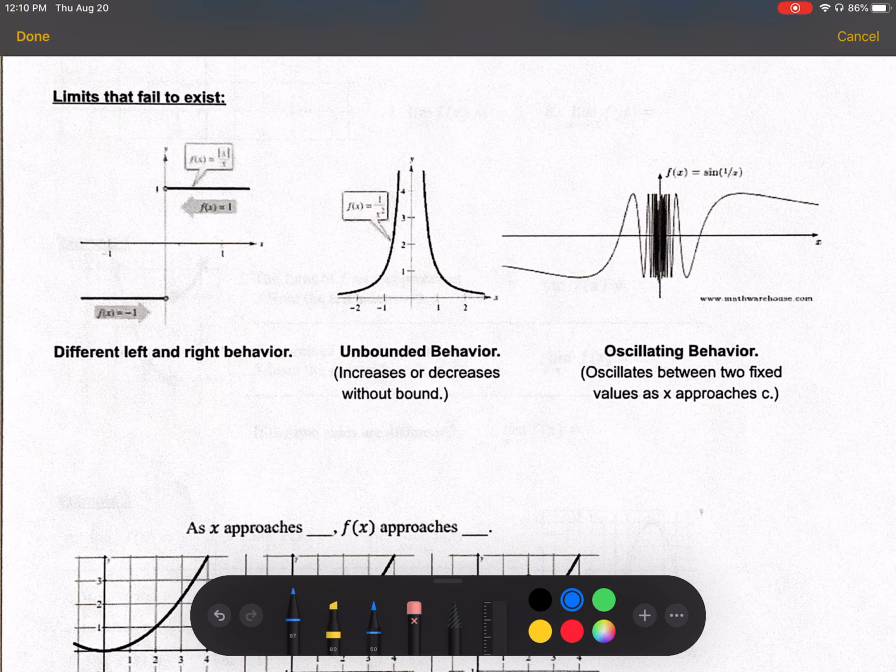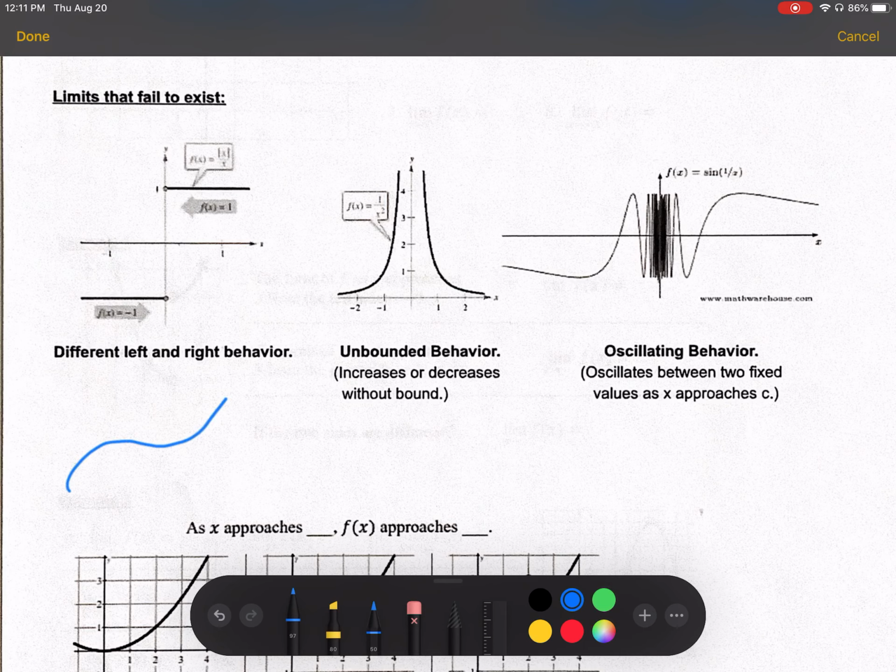Now, there are some limits that fail to exist. Okay, so instances where we can't take the limit. And here are the 3 instances. Well, 3 of the instances. So first thing is different left and right hand behavior. So a limit cannot exist at a point if we do not have the same number that we're approaching from the left and from the right.